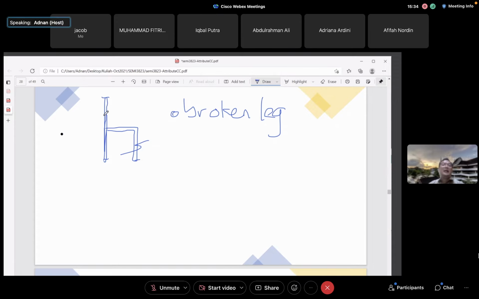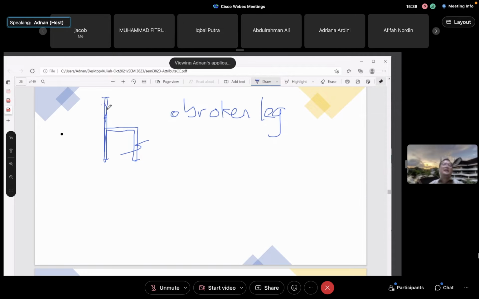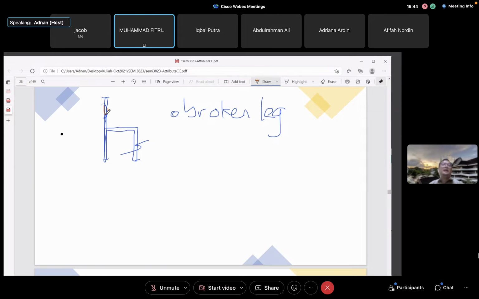Okay, what happens if, katakan, the back ni ada scratch saja? Mungkin ada calar. Is it okay to use this? Okay, kalau calar saja, mungkin scratch saja. So dia punya degree of defects tu adalah tak sama.